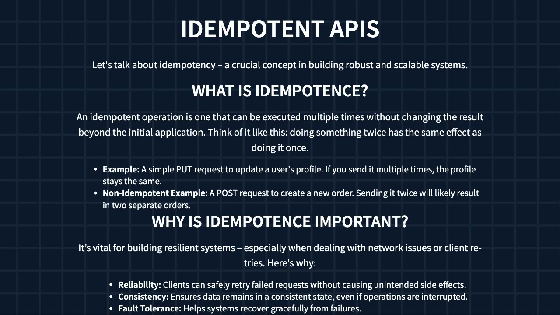It's super helpful when clients are trying to retry requests because they don't have to worry about accidentally creating duplicate data or causing unintended consequences. Idempotency builds reliability and consistency into your systems, which is particularly important in environments where things can go wrong, like with network issues.